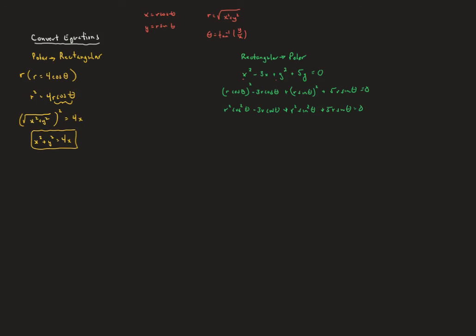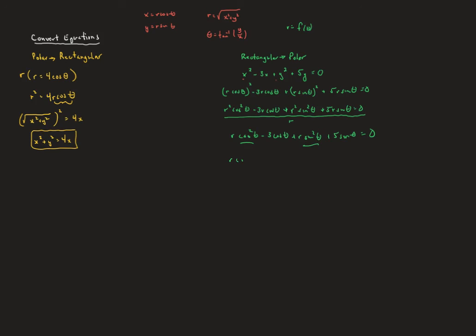So eventually our goal is to get r equals something with thetas in it. So we can, if we like, because everything's got an r in it, divide through everything by the r here. And that's going to bring us to r cosine squared theta minus 3 cosine theta plus r sine squared theta plus 5 sine theta equals 0. So I'm going to keep these together because they both still have an r in them.